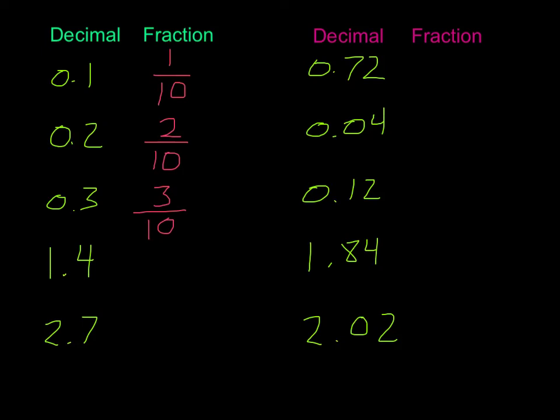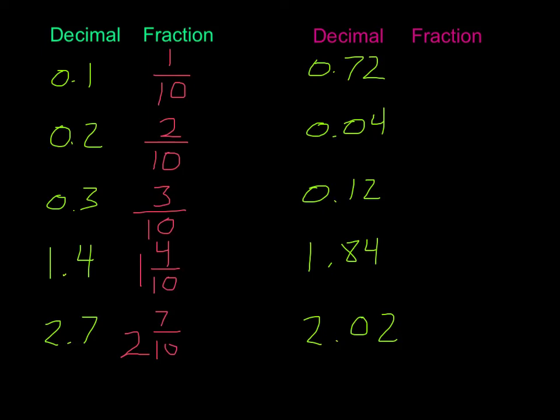1.4, we have a whole number here, so we're going to do a whole number, and then 4 is in the tenths column, so we have 4/10. 1 and 4/10. So then we have 2.7, same thing, our 2 is our whole number, 7 over 10, because 7 is in the tenths place.